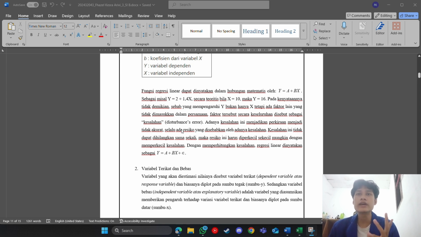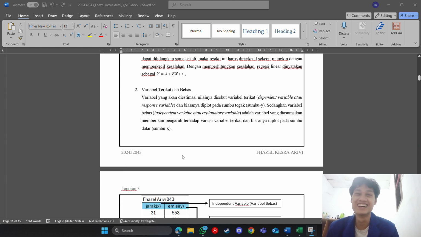But we don't know the error that stimulates or affects the results. So it's called the disturbance error. So we have to add some e here. It stands for the error for our formula.